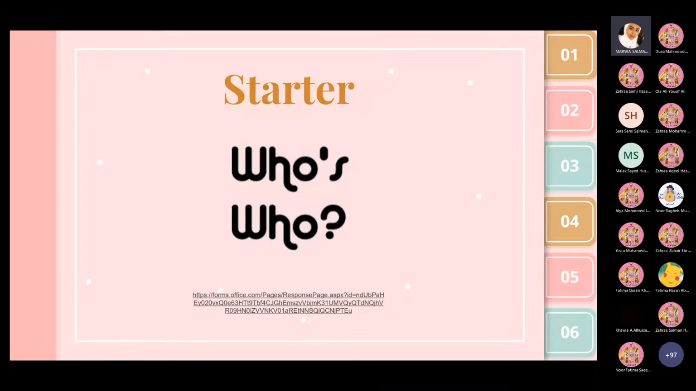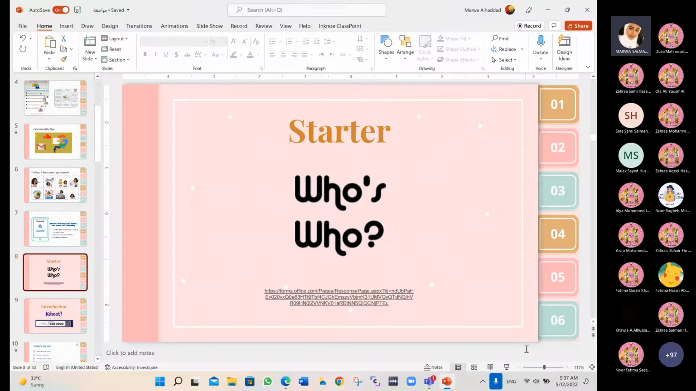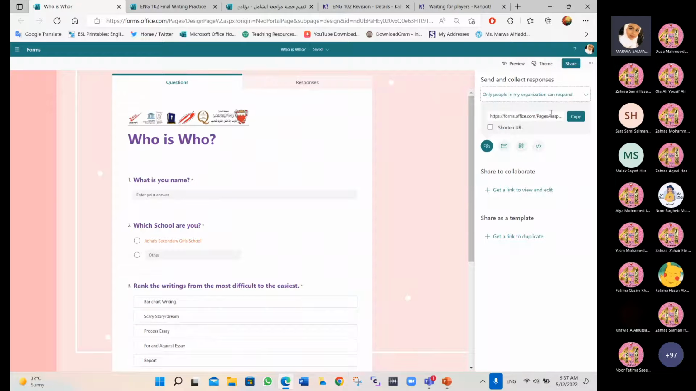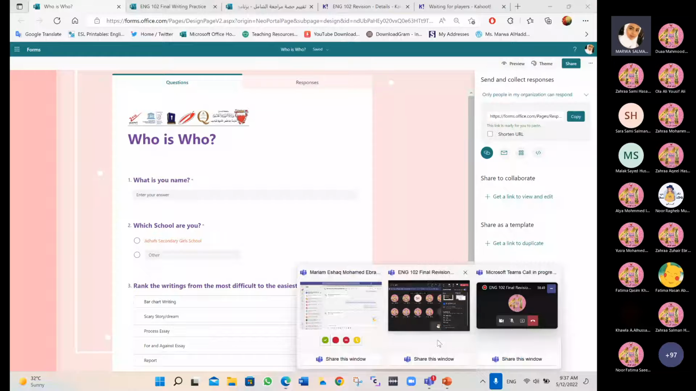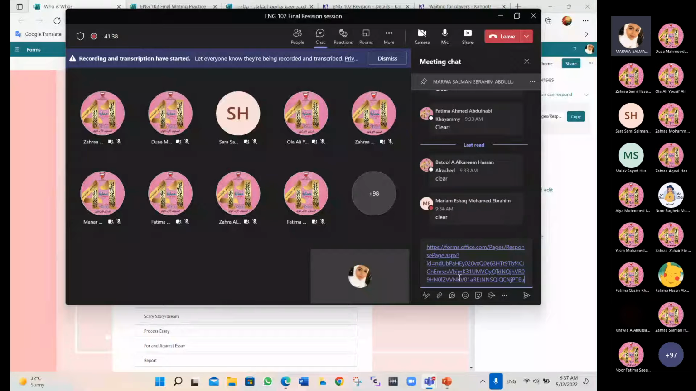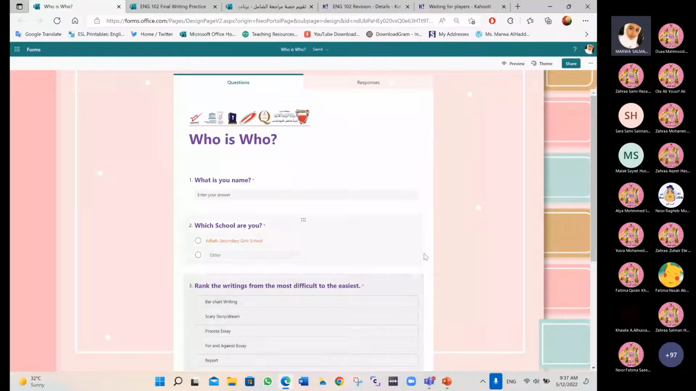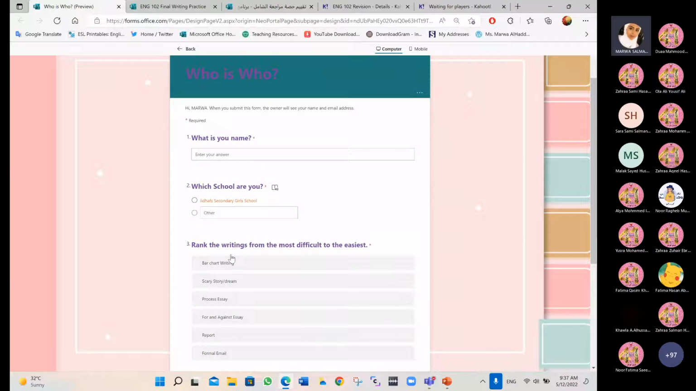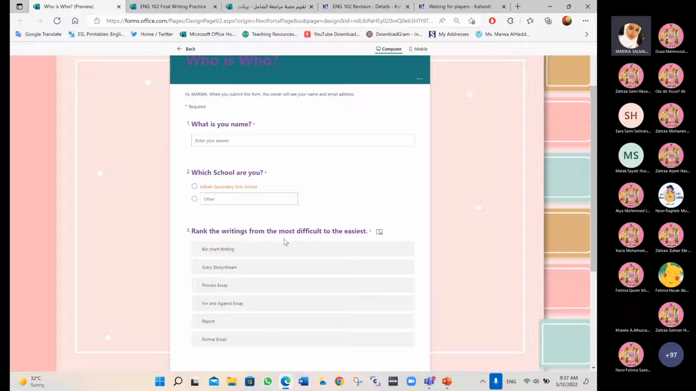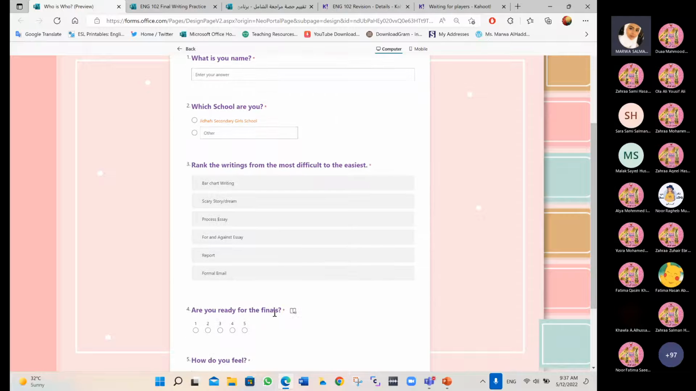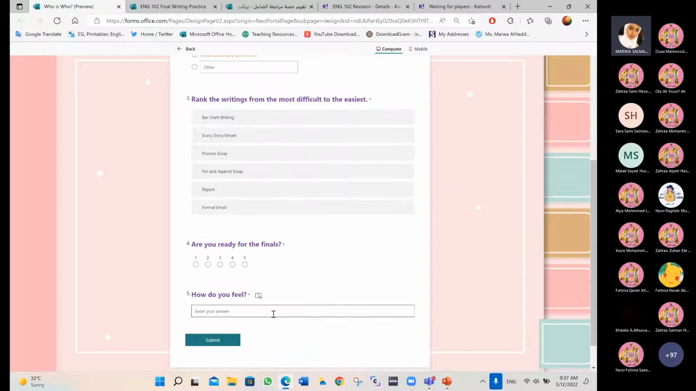So let's start. Let's see who's here and who's who. Sorry, just give me a while. Let me share this link with you in the chat. Write your name, which school you are from, and rank the writings from the most difficult to the easiest. Finally, are you ready for the finals? And how do you feel now? You will be given 5 minutes.